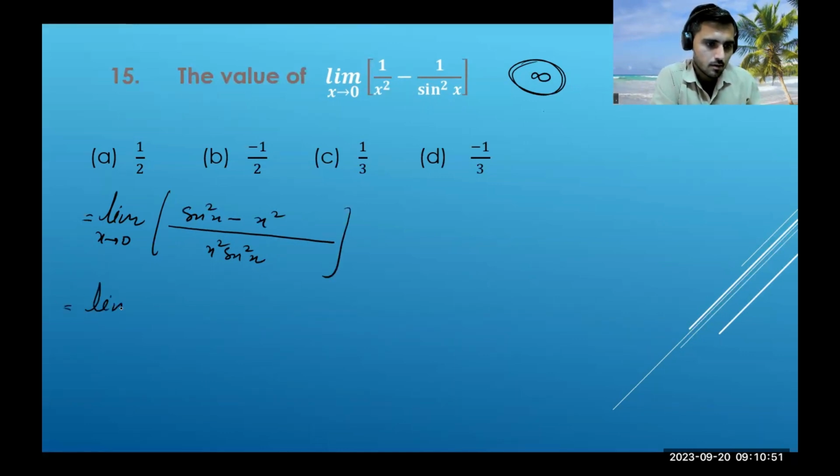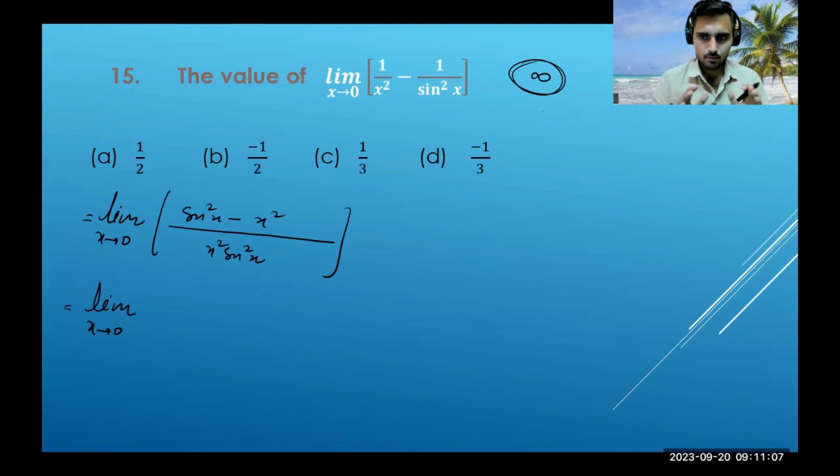Limit x tends to 0. Now we don't have any other option. If we apply the L'Hospital rule, it will not be fit for it. So that's why we'll write the expansion of sine, right? So then I think whatever the fault terms are here, like x square, which are making this expression infinity, those will be cancelled out.